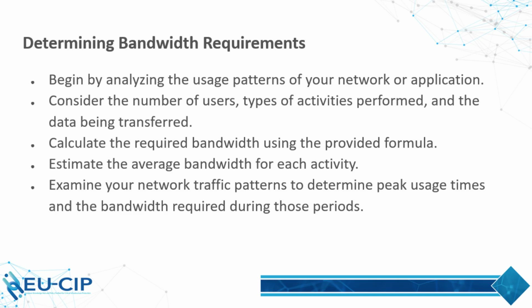2. Bandwidth calculation. Calculate the required bandwidth using the following formula. Bandwidth equals number of users times activity bandwidth. 3. Activity bandwidth. Estimate the average bandwidth for each activity. Some common examples include email, low bandwidth; web browsing, medium bandwidth; video conferencing, high bandwidth; streaming services, very high bandwidth.